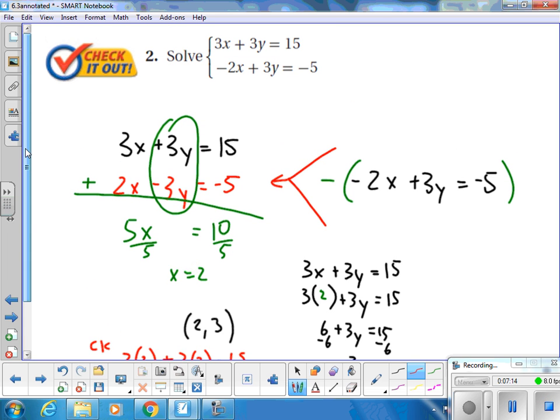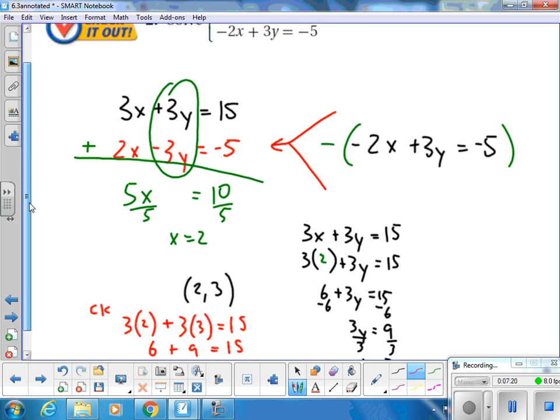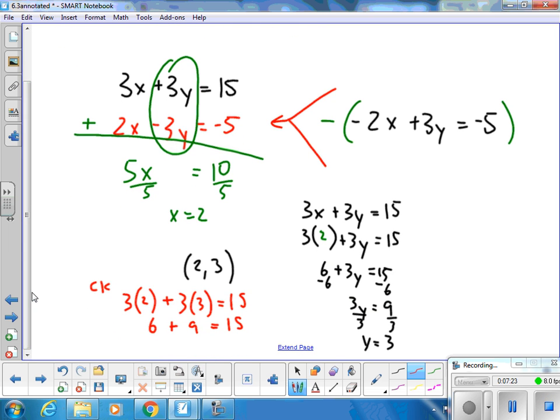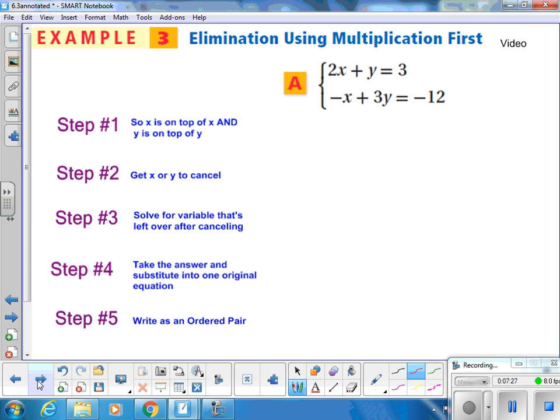That's how I changed it, though. All right, yeah. Over here, I multiplied everything by negative. Yeah, and when I checked it, 2, 3 is the correct coordinate. Now we're going to try multiplication.